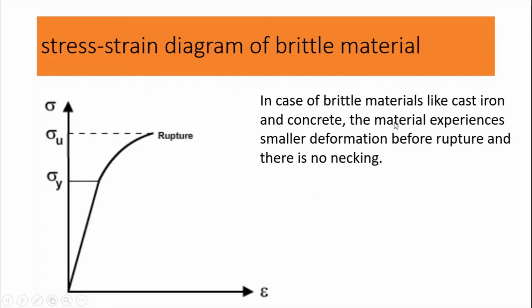In the case of brittle metals like cast iron and concrete, the material experiences smaller deformation before rupture, and there is no necking. So we can see that this is a linear line up to the elastic limit, and after that the curve deviates directly, and after that failure will occur.